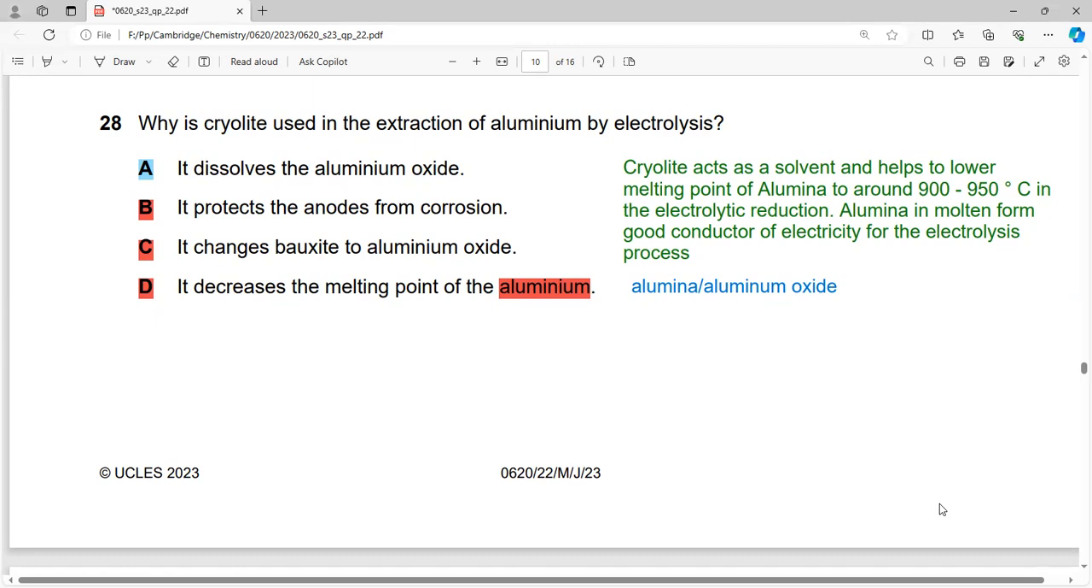Second, it protects the anode from corrosion. That's the wrong option. It is not its property. It changes the bauxite to aluminium oxide. Now, aluminium oxide with other raw material is also called bauxite, so that's a non-logical statement. It's already in the bauxite state. Second, it decreases the melting point of aluminium. Now, the word aluminium is wrong. Aluminium is in a pure state. Alumina, or aluminium oxide, is the raw material. So it is decreasing the melting point of a raw material, not the pure aluminium. So A is our correct option here.